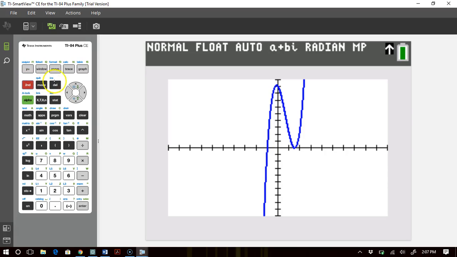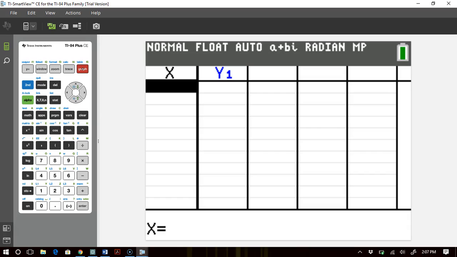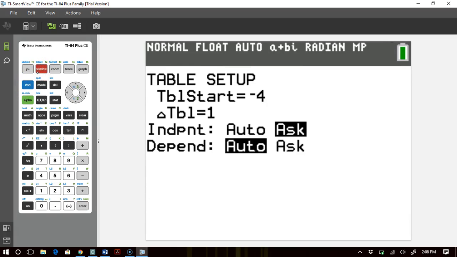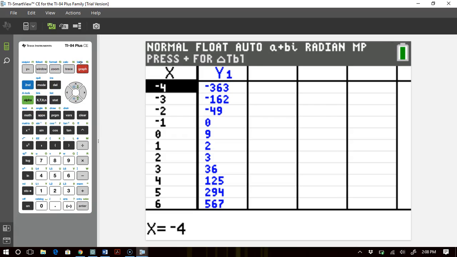Well, we can go to our table. Last time we used the table, we set it up where you have to type in your answers. Our guess is -1. Hit enter. Hey, we're right. x equals -1 is a zero. So we could go back to second window, table setup, and turn this back to auto, and then go to the table. And I see -1 still is a zero. That's good, and we can use that.